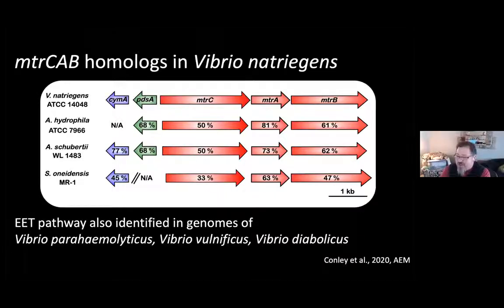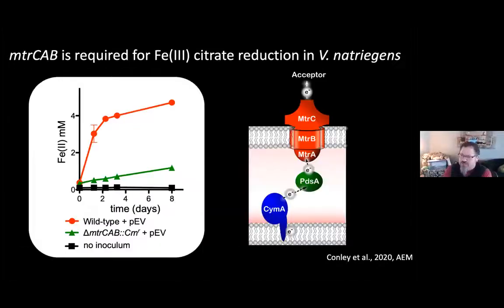But we ended up using this many years ago. We had a parahaemolyticus strain in the lab that we tried to do some of these experiments with, and we could never convince ourselves that that strain was doing metal reduction. But with this natriegens strain, we did figure out some conditions where we could see metal reduction occurring. And so here's a little bit of data from our recent paper that came out just a few months ago.